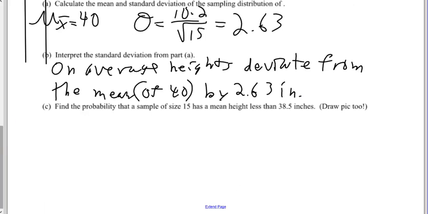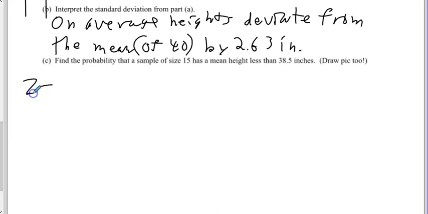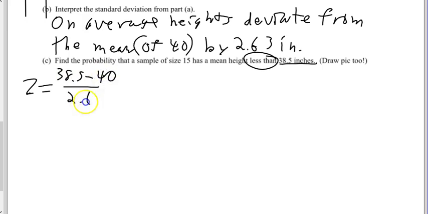And here we go. Last one, part C. Find the probability. Well, to find the probability, we need a z-score. Z equals our actual score, which in this one is 38.5, right here. Notice the term less than, very important. So we take our actual score minus our mean, divided by that good old standard deviation we have written right there, 2.63, and we get a z-score of negative. You should know it's negative because we are underneath our mean. We're starting with a number less than the mean, which is left of it. So that's going to be negative 0.57 rounded.